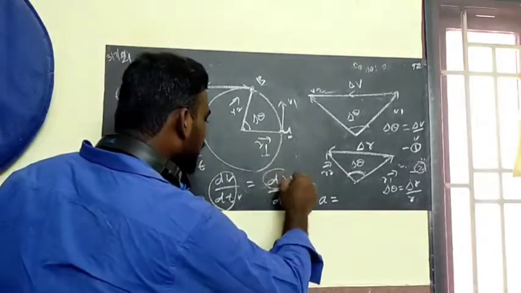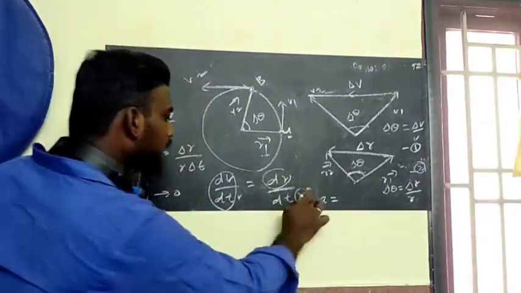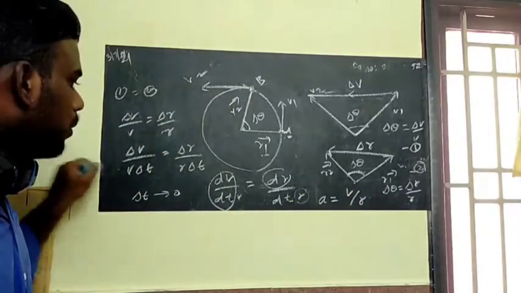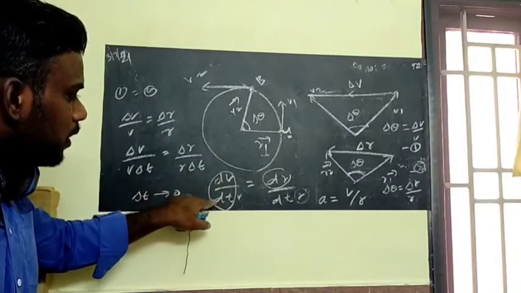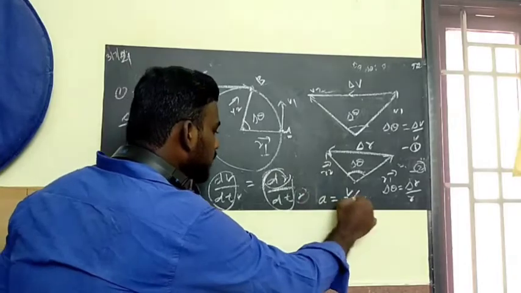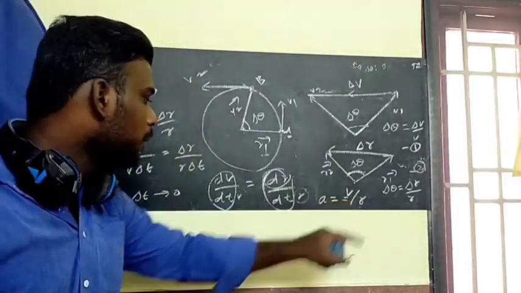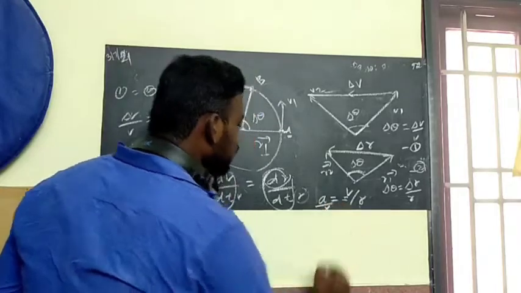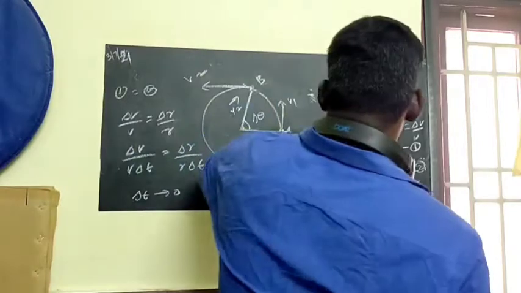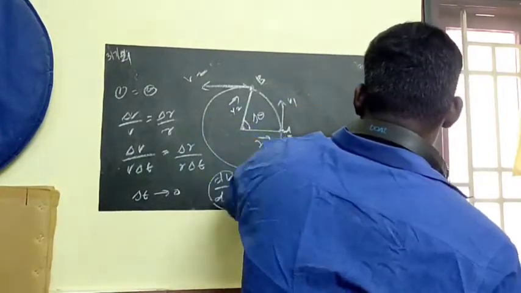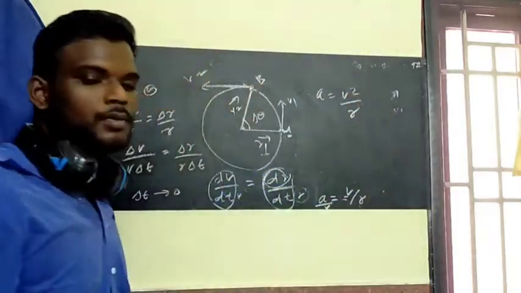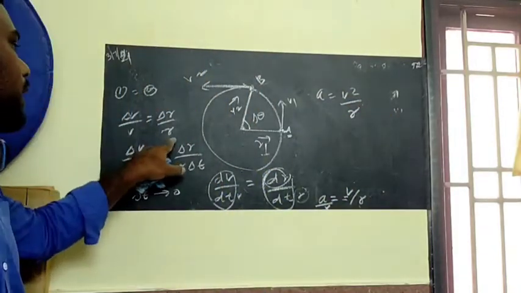And what is dr by dt? It's called velocity, divided by R. Is that clear? So rate of change of velocity is acceleration, and rate of change of displacement is velocity, divided by R. A is equal to V by R, and here we have some V. Now if we transfer the V to that side, we get A equal to V squared divided by R. Is that clear?